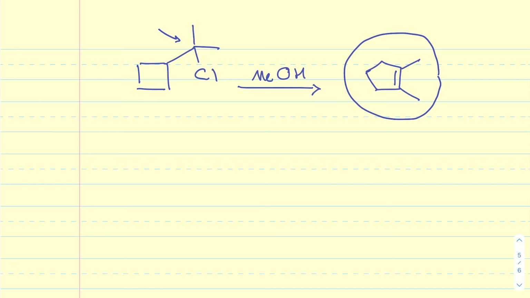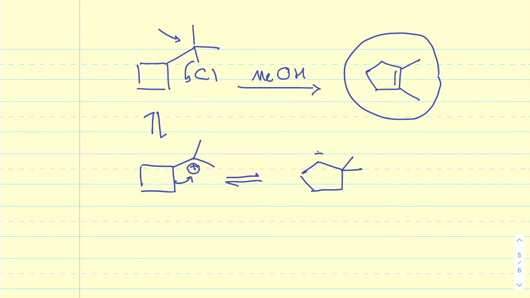Alright, so first step of the reaction, leaving group is going to leave. We're going to be left with a 4-membered ring adjacent to a tertiary carbocation. And if this carbocation moves this ring bond over, it can create a 5-membered ring and a secondary carbocation.